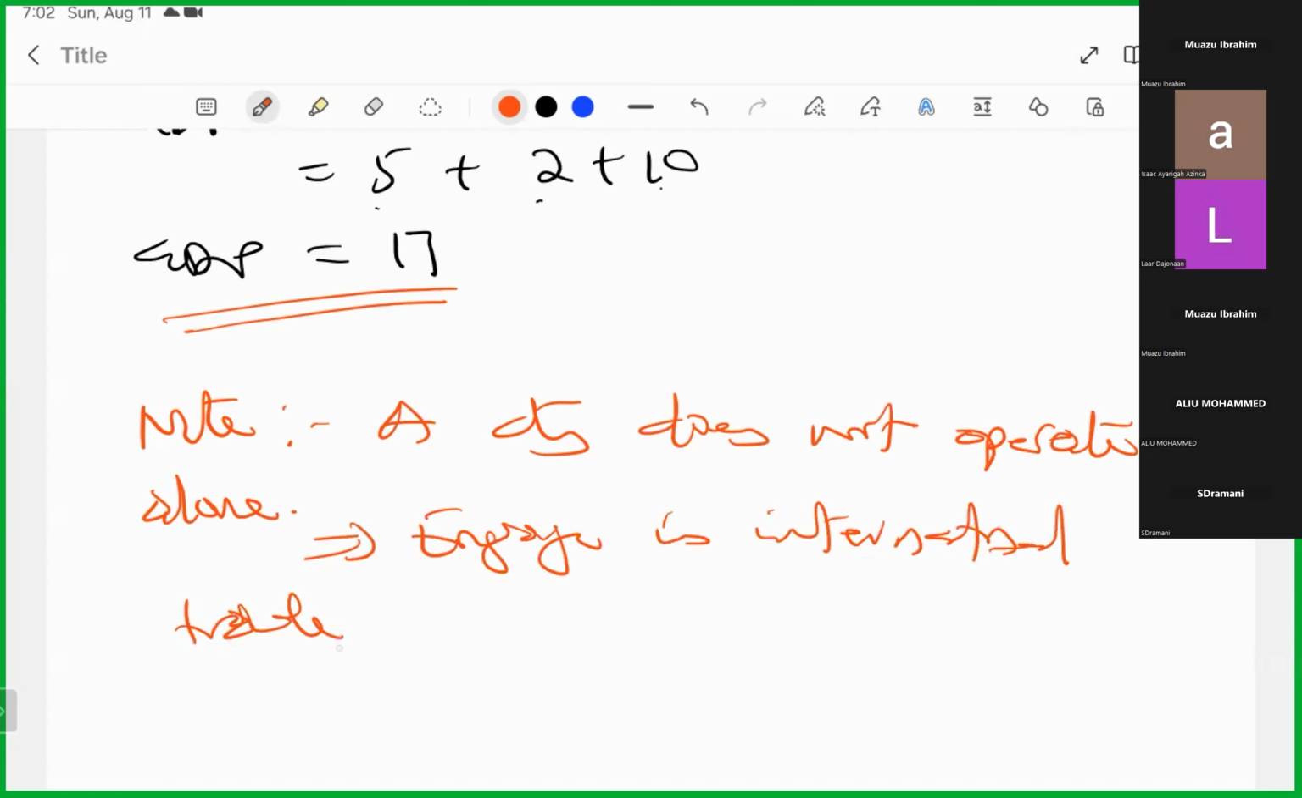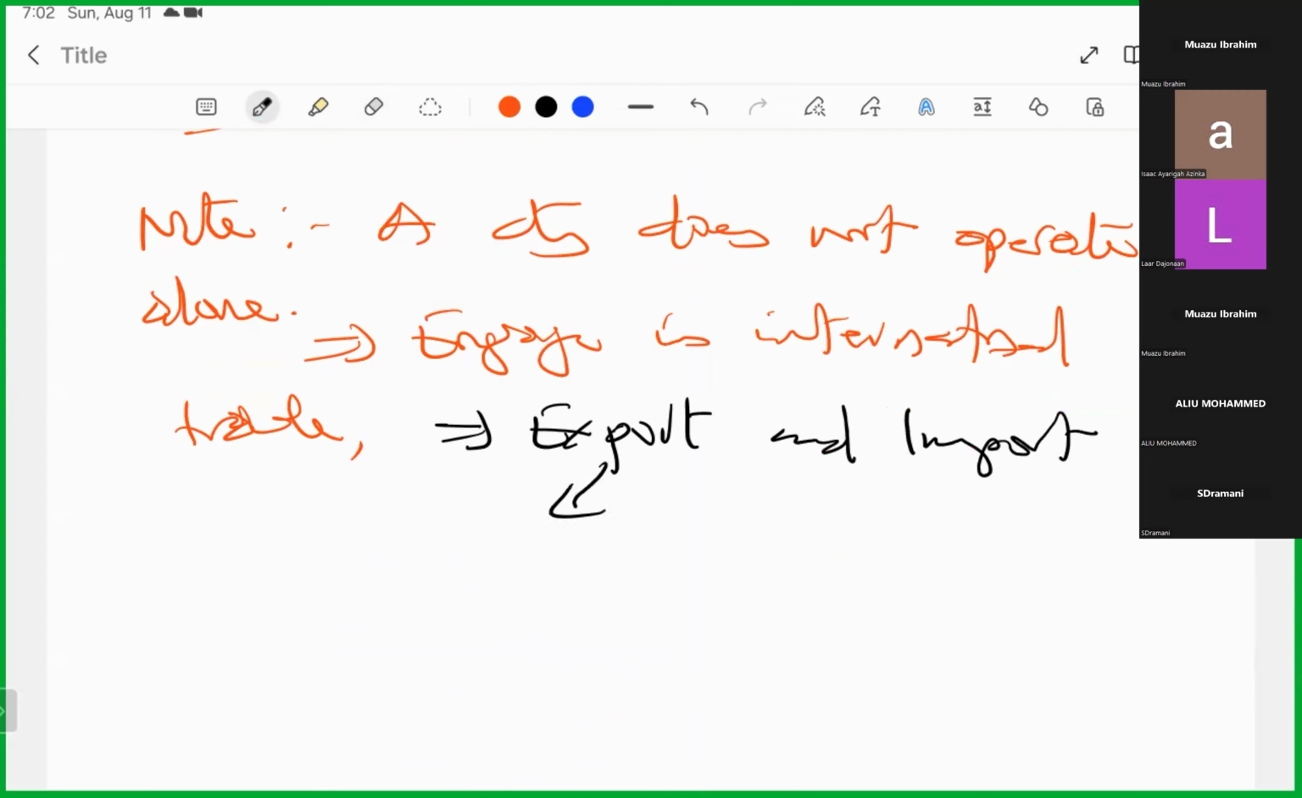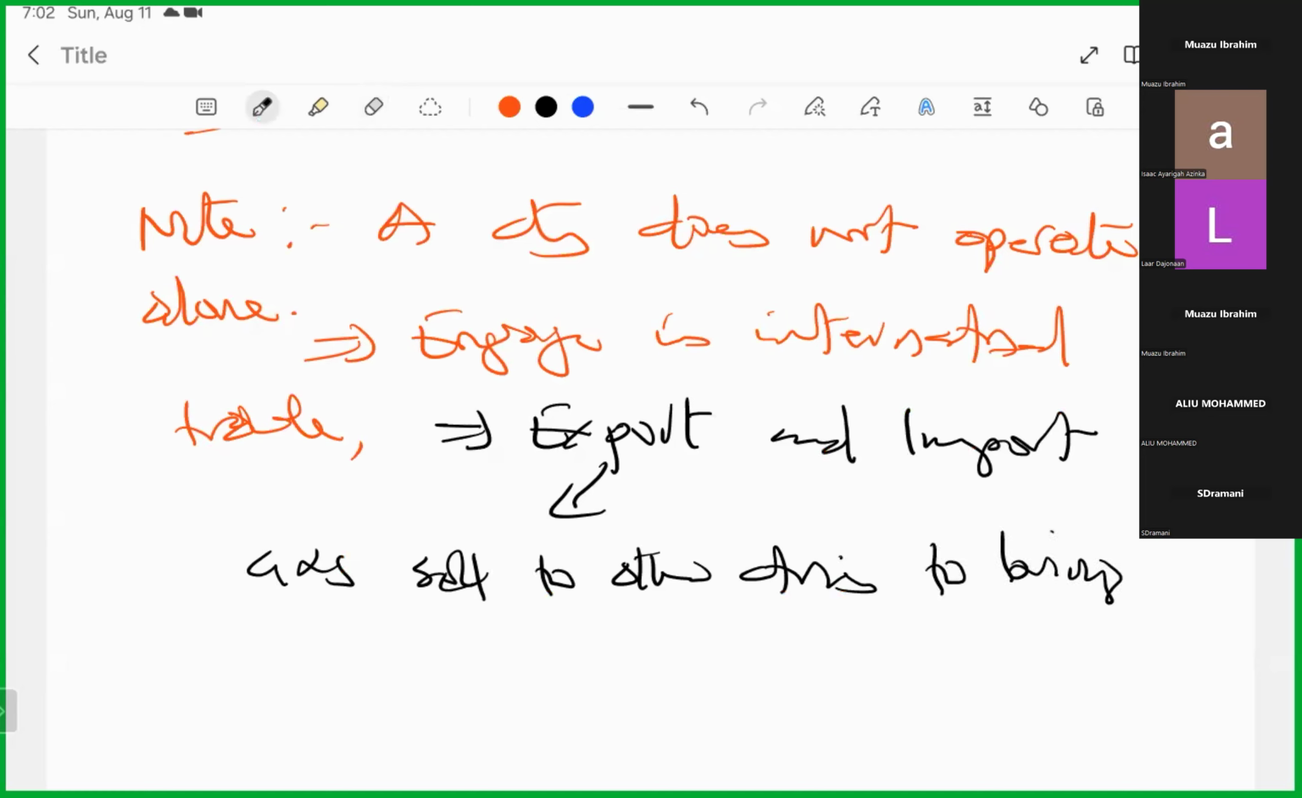And by engaging in international trade, it means countries export and also import. So for the export, we are looking at the goods and services that we sell to other countries to bring in income, to bring in income receipts.